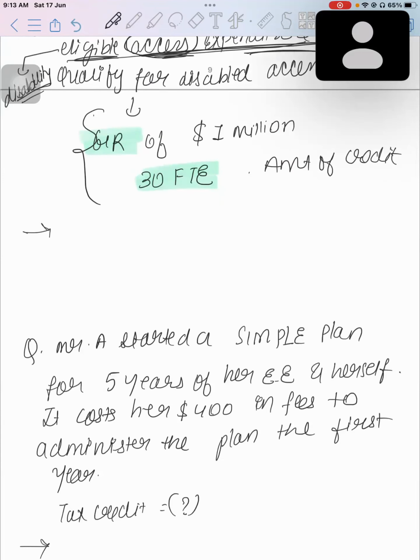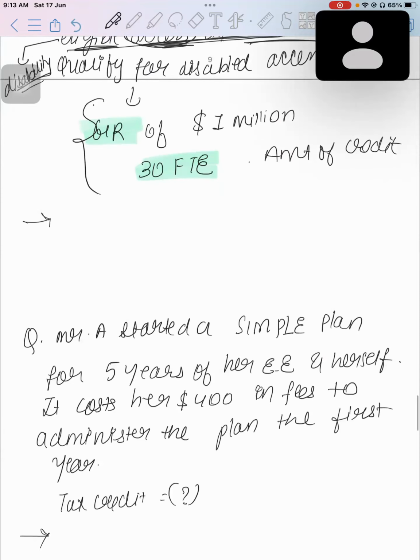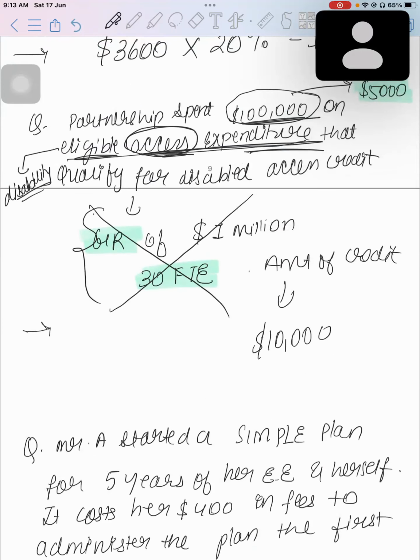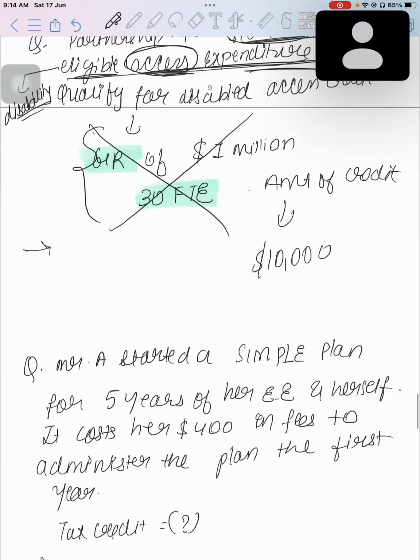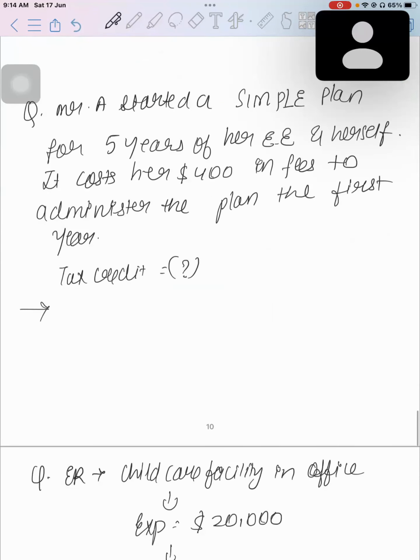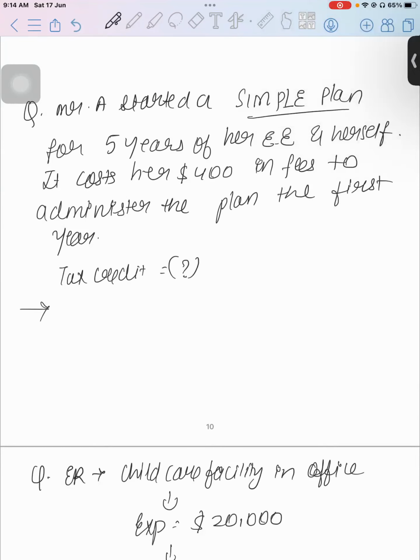Even though you are aware of what type of credit it is, if you are not aware of the limits and eligibility criteria, you won't be able to answer. So here the maximum is 10,000 again. These two criteria we are not going to see at all. It's a disability credit. There was no condition of FTEs or gross receipts or anything.